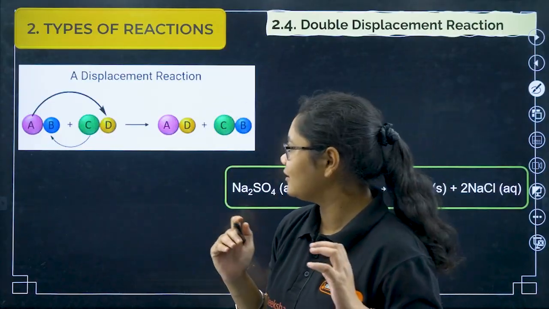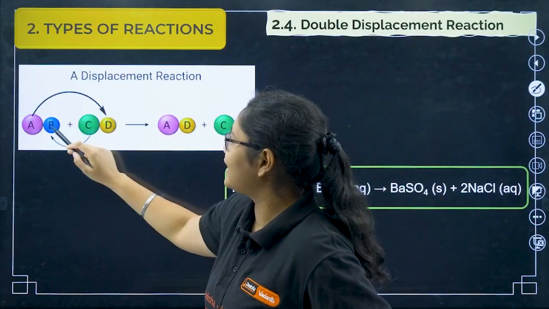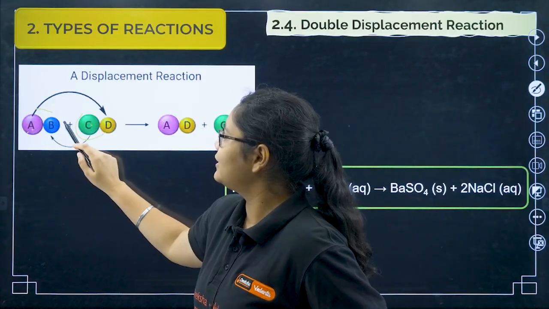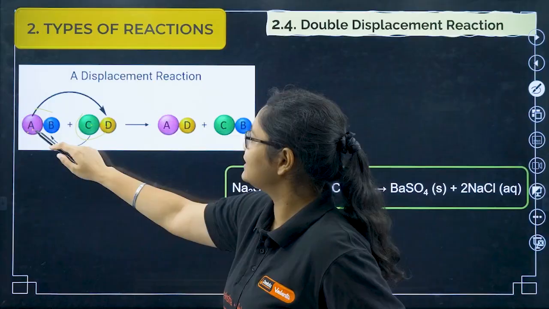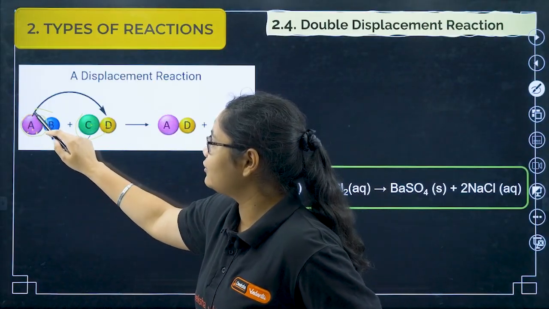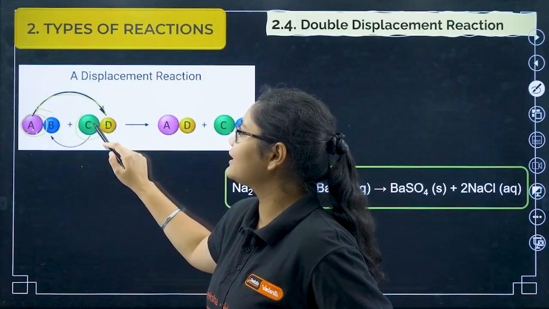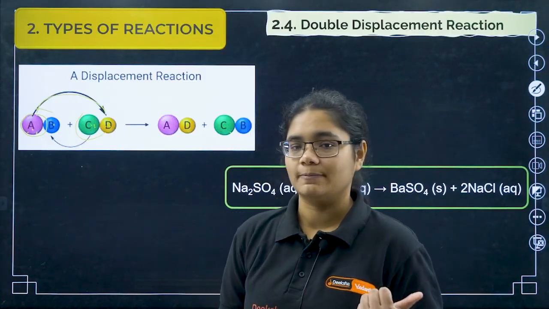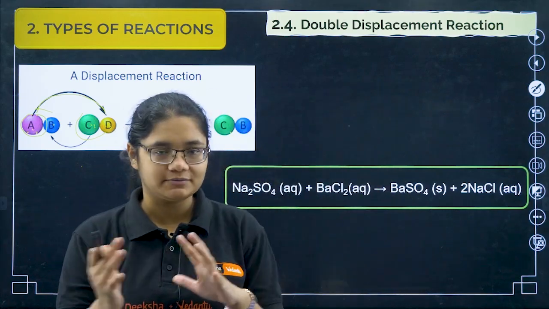Very interesting reaction. So in a double displacement reaction, what happens? You have AB and CD. Now these two will combine and those two will combine. Okay, so you can see AD will combine and BC will combine. It means one cation of this compound will replace the other cation, and one anion of this one will replace the other anion. Okay, so that is a double displacement reaction.